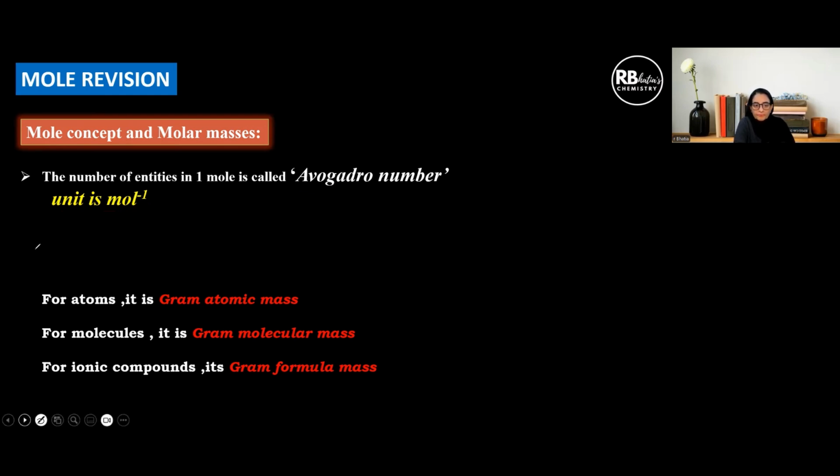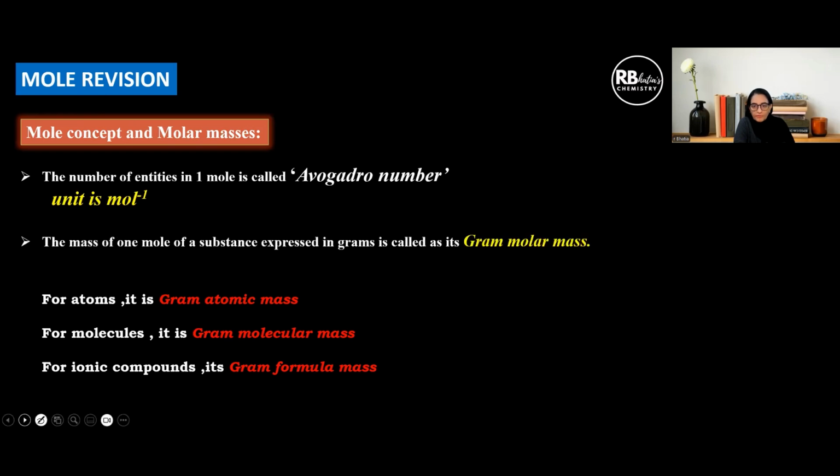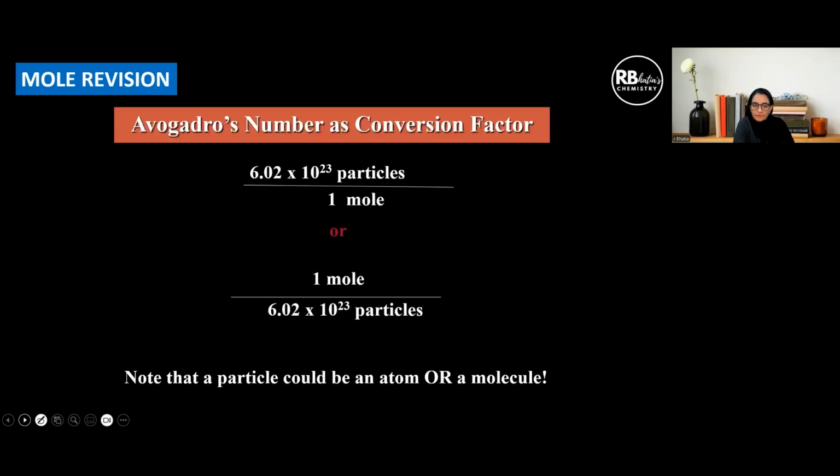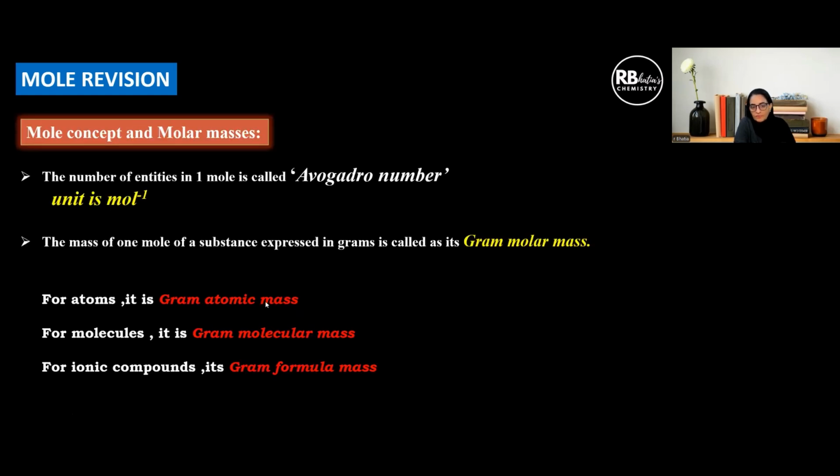So the mass of 1 mole of a substance expressed in gram is called gram molar mass. I've already explained this to you. For atoms, this is called gram atomic mass. For molecules, gram molar mass. And for ionic compounds, it's called gram formula mass. For example, if I ask you what is the gram atomic mass of chlorine, you would say 35.5 gram. If I ask you what is the gram molecular mass of carbon dioxide, you're going to calculate it as 12 plus 2 into 16, and you would say 44 gram.